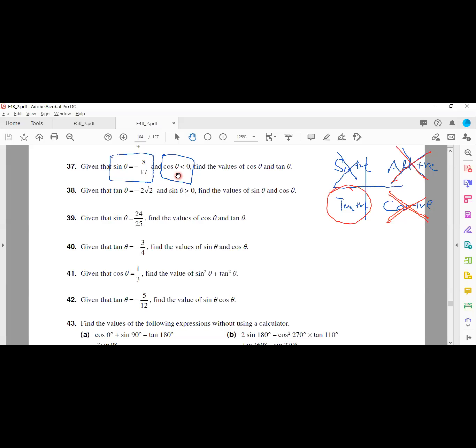Tangent is positive, sine will be negative, cosine will be negative. Now we have found that sine theta is negative and cosine theta is negative, but negative what? We are going to use the alpha approach, using the right-angled triangle and Pythagoras theorem to find the length, exactly the same as what we have done before.